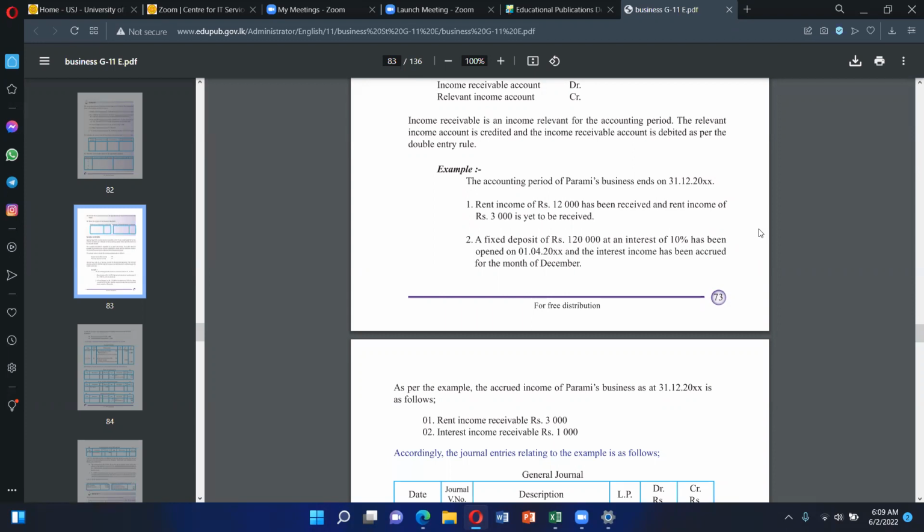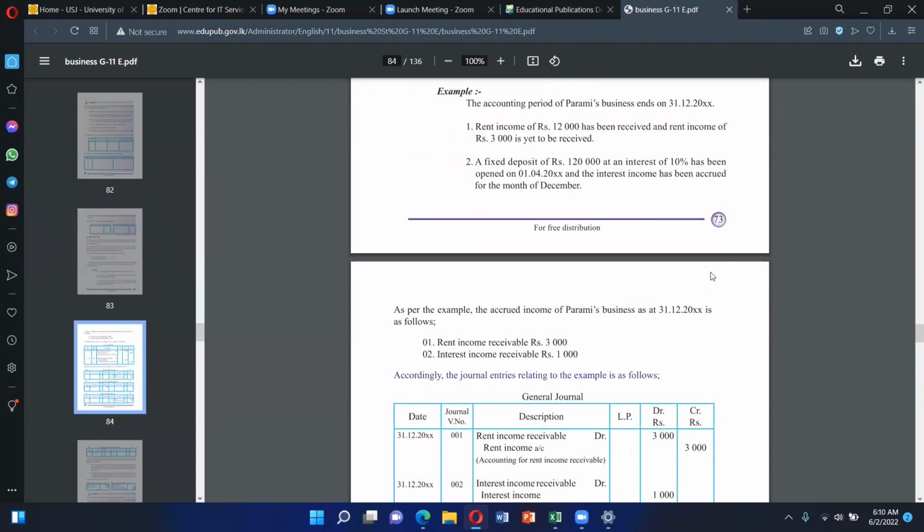Okay. So the first part, rent income 12,000 has been received and rent income of 3,000 is yet to be received. So you receive in cash 12,000, and a further 3,000 needs to be received. That 3,000 has not been received in cash, so you need to account for that. How do you account for that? Debit rent income receivable and credit rent income. Income receivable debit is like debtor debit, sales credit. So the same way here, income receivable debit, rent income credit.